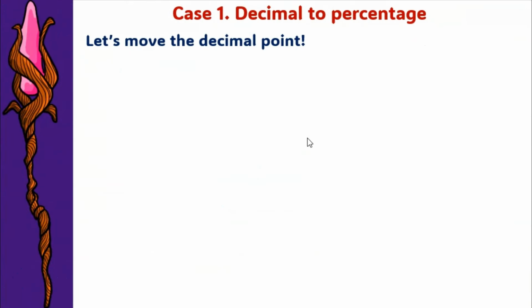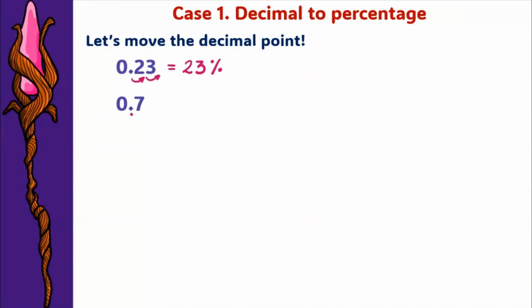So I consider this one of the easiest ones because it's just moving the decimal point. Let's say you have the decimal 0.23. All you need to do is multiply this number by 100. That means moving the decimal point two places to the right. So you are going to get 23, so 23%. 0.23 is equivalent to 23%.